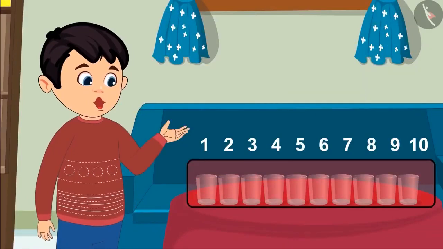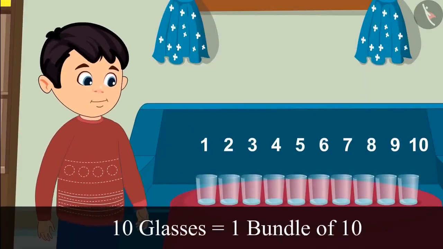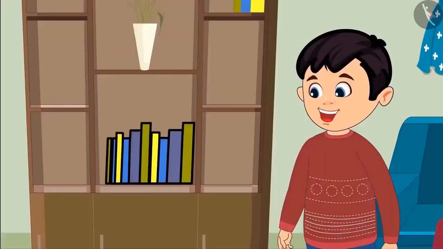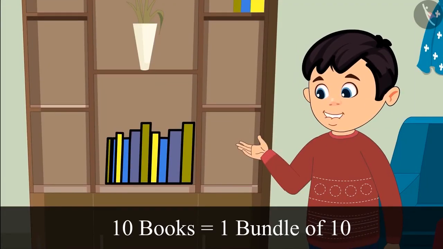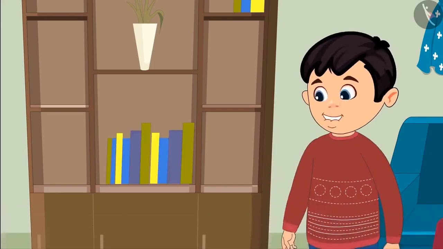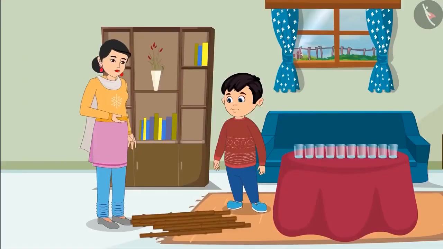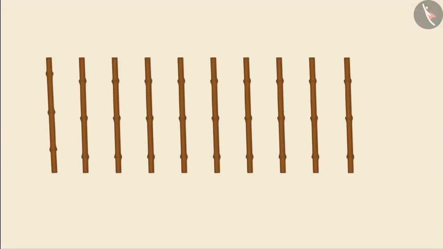Yes, mummy. These are 10 glasses. So we can call their group a bundle of 10. Similarly, those books are also 10. So they are also making a bundle of 10. Right, mummy? Yes, Choto. You are absolutely correct. Very good. Now let's count the remaining wooden sticks.